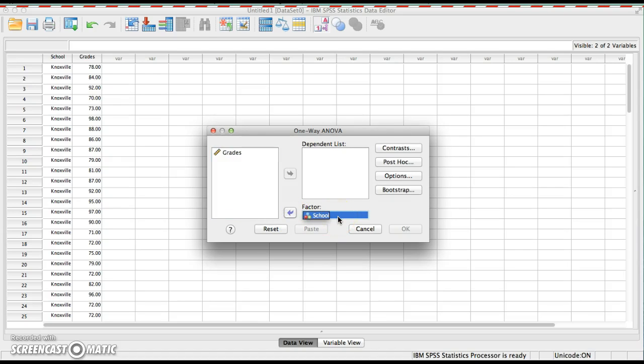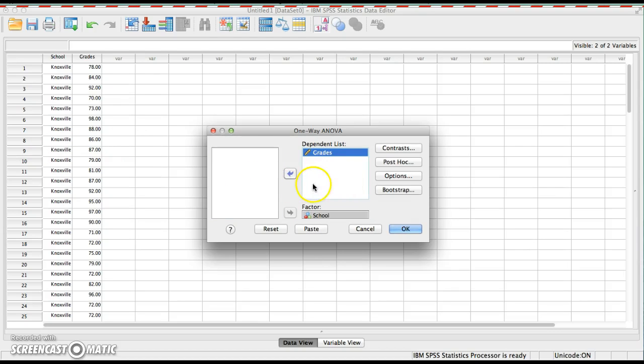Now, the interesting thing with an ANOVA that's different than an independent samples t-test is that it does every level that you have. So if you have 15 levels, it will compare all 15 levels to each other. So since we've got 3, it's going to compare all 3. Your dependent variable goes in your dependent list.